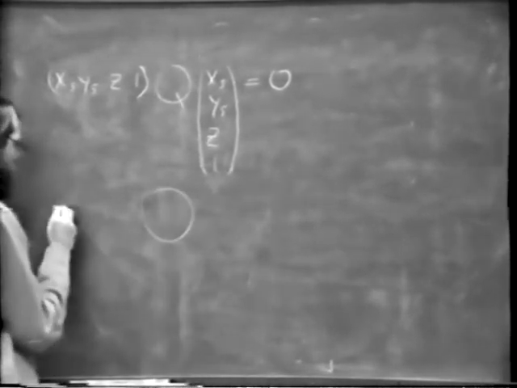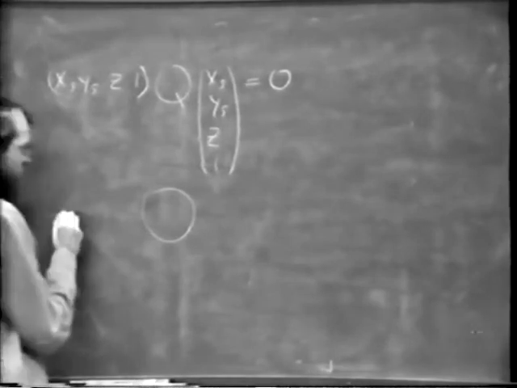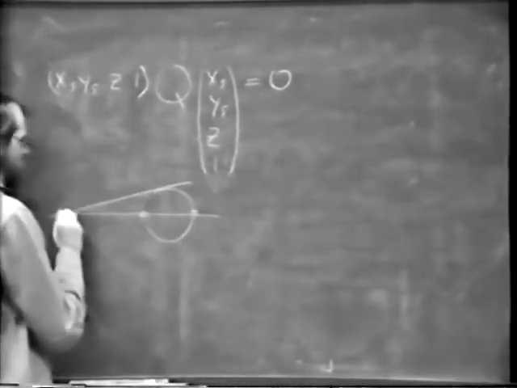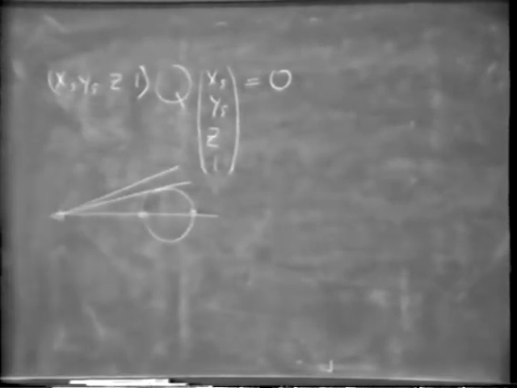Yeah, 2 solutions. Here's the eyeball here like that. 2 solutions gives us something like that. 1 solution is where we are here, and 0 solutions is up there someplace.